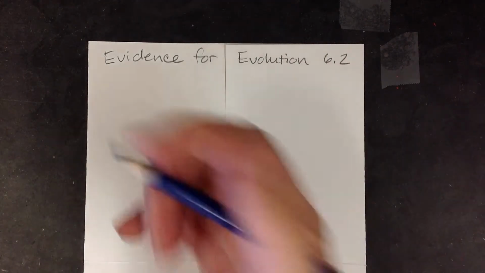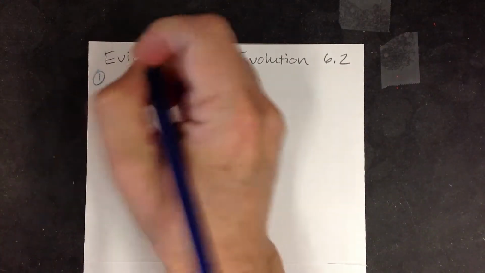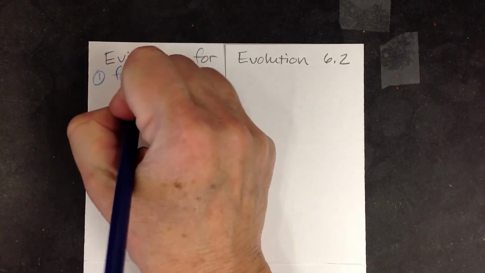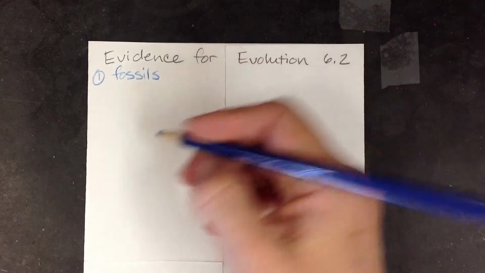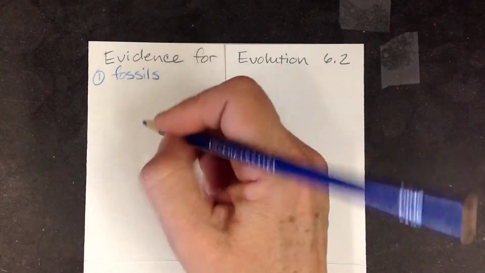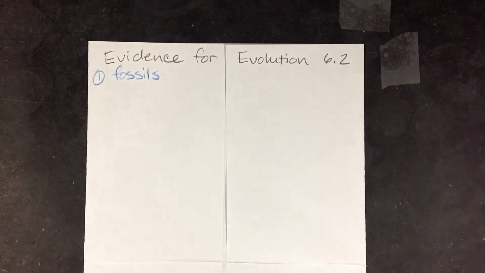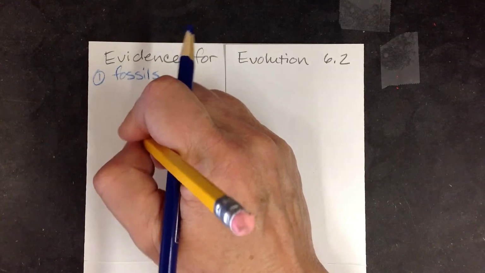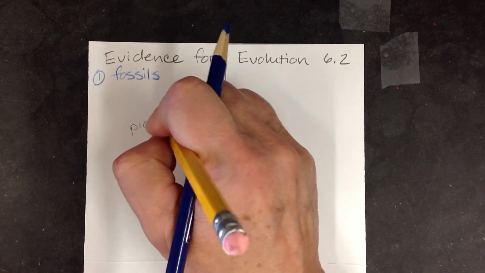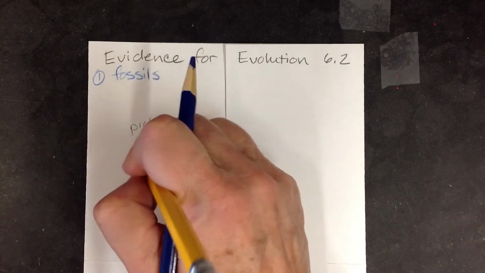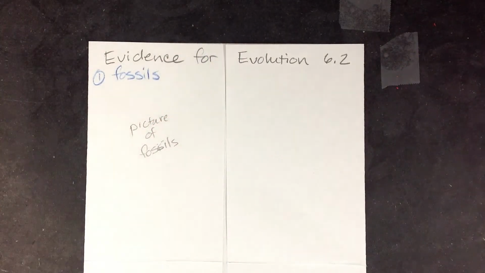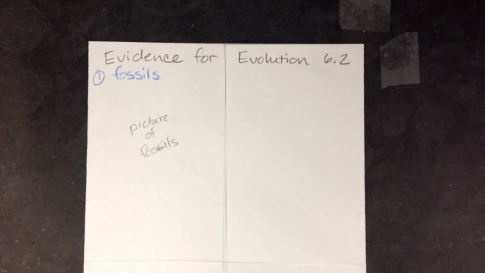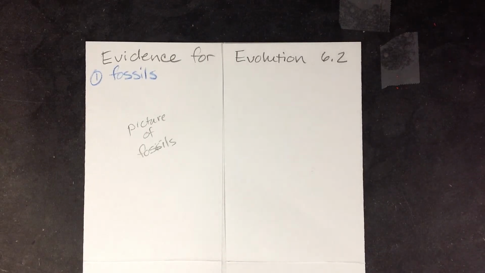So with blue, we'll start with blue, number 1. The first piece of information comes from fossils. And so what I'm going to have you do when this video is over, right here, you're going to draw a picture of fossils. So I'm going to write down very lightly, so I can erase it, picture of fossils. You don't need to write this down. This is just a reminder for you. Picture of a fossil goes here. So you're going to be able to be artistic in a few moments.